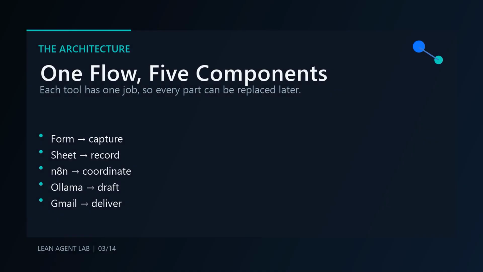A form captures the lead. A spreadsheet becomes the lightweight customer record. n8n coordinates the workflow. Ollama runs an AI model locally on your computer and drafts the response. Gmail delivers the acknowledgement and sends an internal alert.